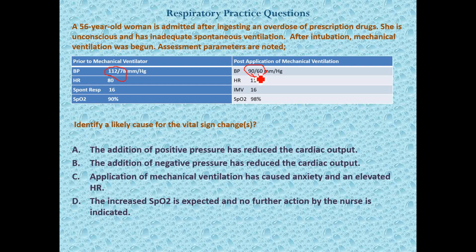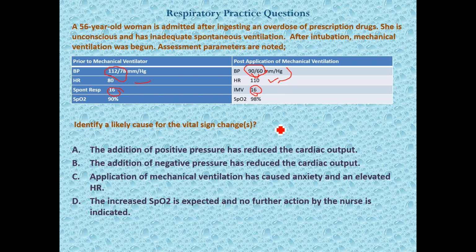In other words, they're closer in their value. We also see that the patient's heart rate has gone from 80 to 110. And then, of course, the respiratory rate is really the same. Intermittent mandatory ventilations just simply means what the ventilator is delivering was 16 breaths, and then what the patient was delivering was 16. You can kind of ignore that. We see that the oxygenation status has greatly improved with the ventilator. So truly, the two vital signs that we are most concerned about is that blood pressure and the heart rate.